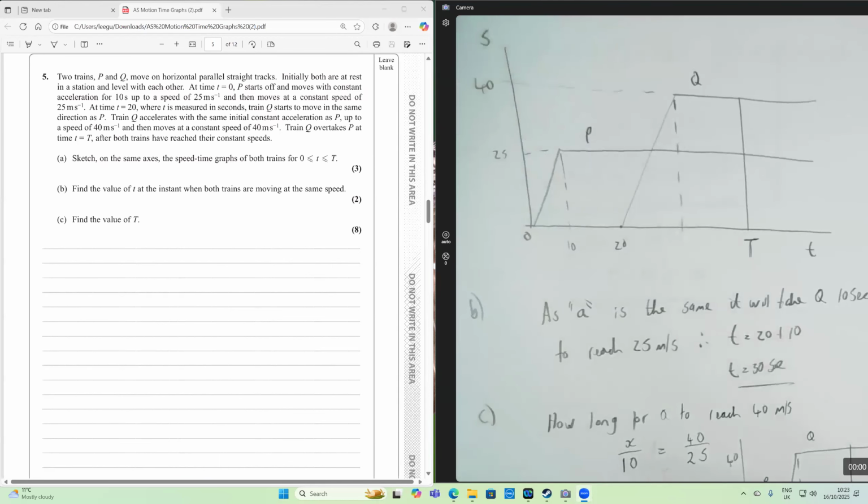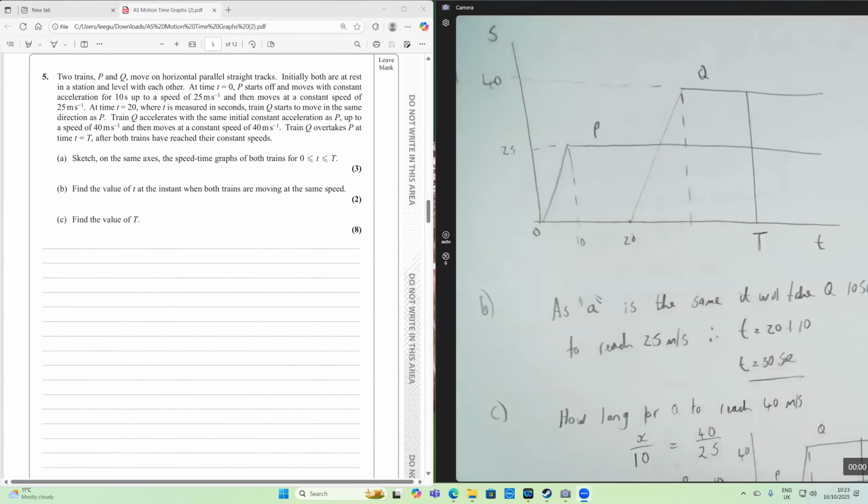Hello everyone, we've got quite a tricky motion time graph exam question here. Two trains, P and Q, move on horizontal parallel straight tracks. Initially, both are at rest in the station and level with each other.